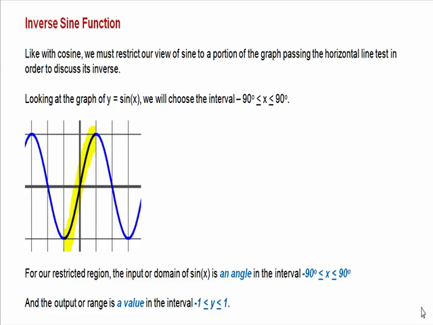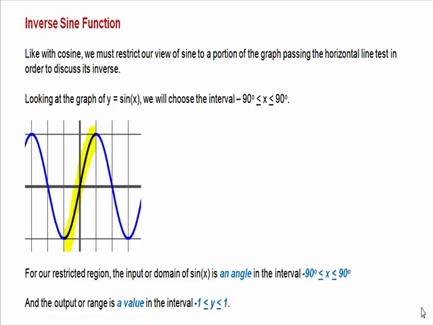Now we're going to discuss inverse sine, and much of what we say regarding inverse sine will be the same as what we said regarding inverse cosine. Like with the cosine function, we have to restrict our view of the sine function to a portion of the graph that passes the horizontal line test in order to discuss its inverse.